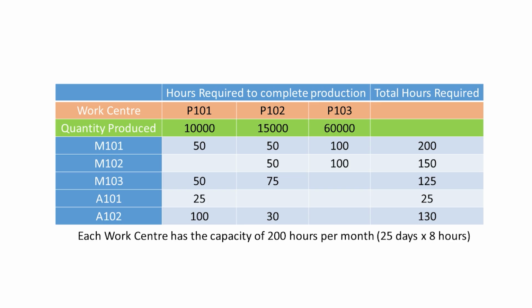That is 25 days, 8 hours per shift gives you 200 hours. What does it mean? M101 is working in full capacity, other machines have surplus capacity, idle capacity, for A101 as the largest one. We are able to collect the cost data related to the production center for the month.